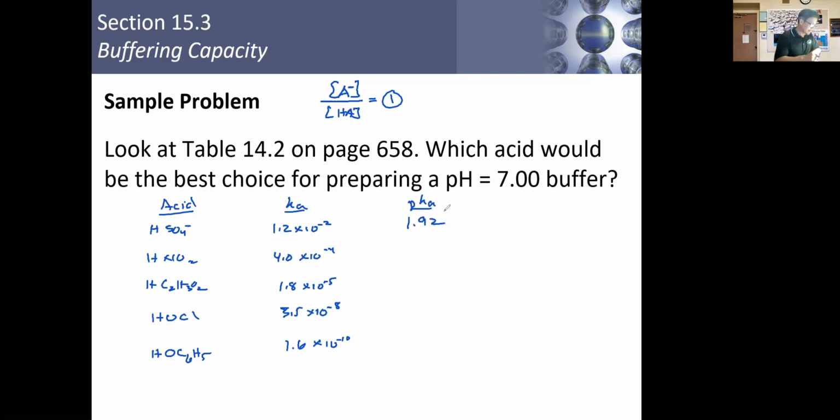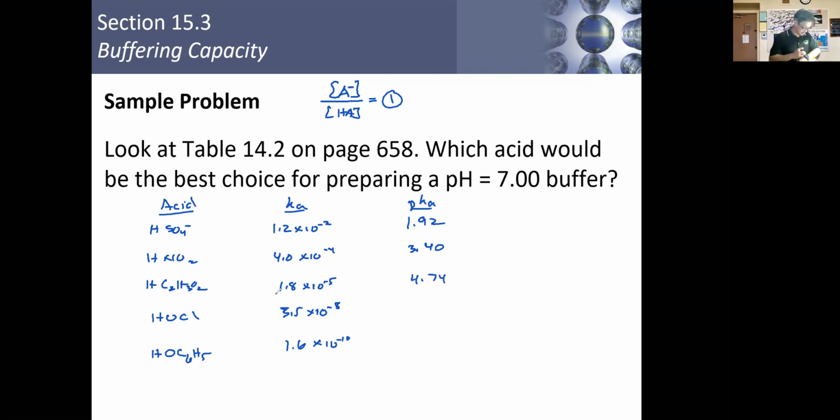Let's do the next one. Negative log of 4.0 times 10 to the minus 4. Okay, I get a pKa here of 3.40. Let's do acetic acid, negative log of 1.8 times 10 to the -5. I get here 4.74. Okay. Let's do hypochlorous acid.